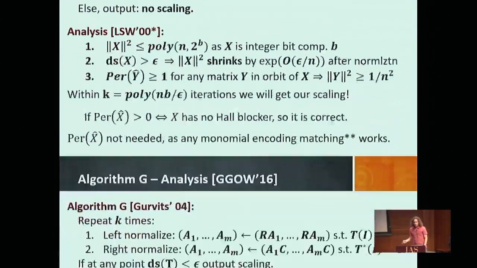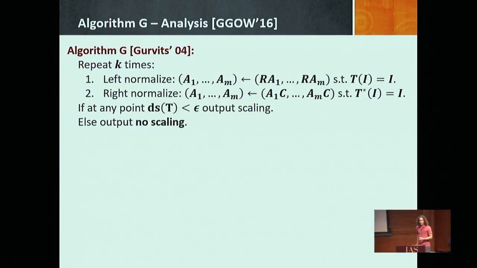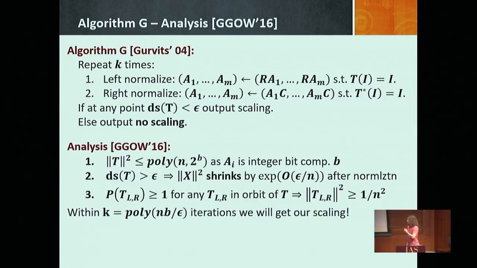Okay, so now let's go to the operator scaling case and the analysis here. Again, we have the algorithm, and again, the analysis is pretty much the same, follows the same template. At first, my operator has L2 norm as a vector polynomial in n and 2 to the b, because the matrices A_i of the operator are integers with bit complexity b. Again, we use the AM-GM the same way to show that if we're far from doubly stochastic, we're going to shrink the norm.